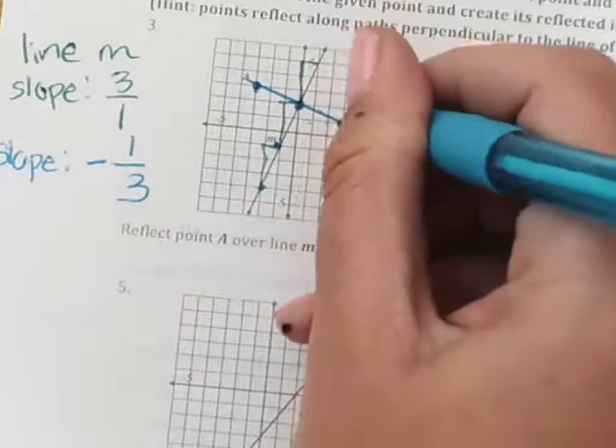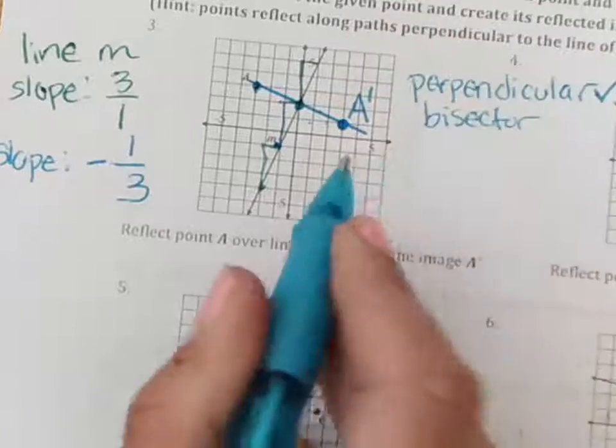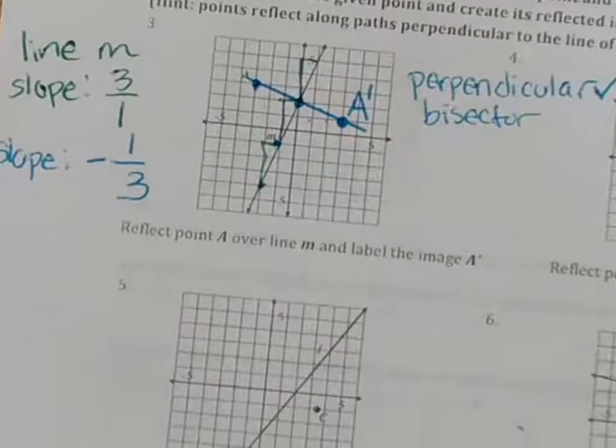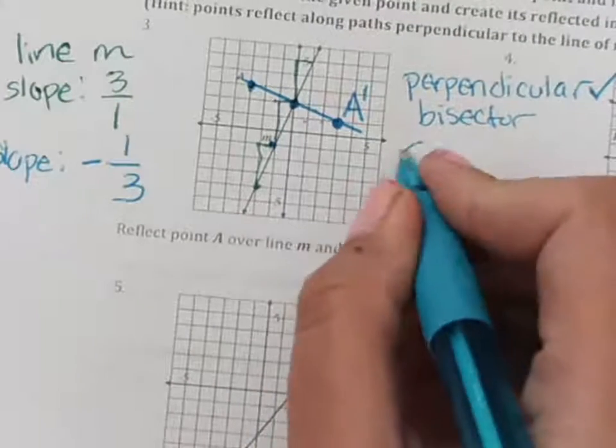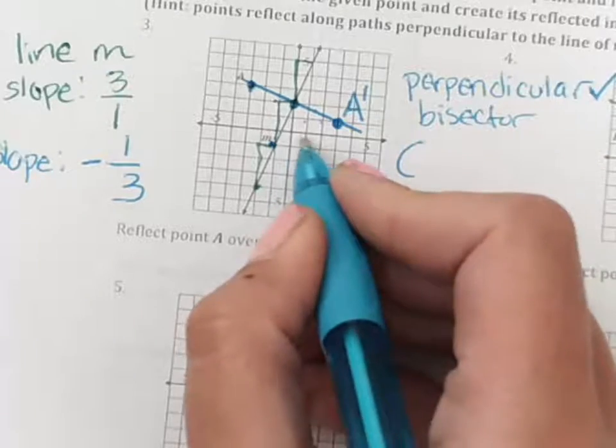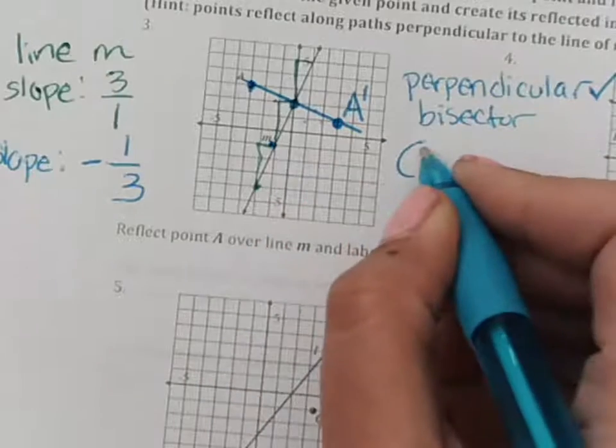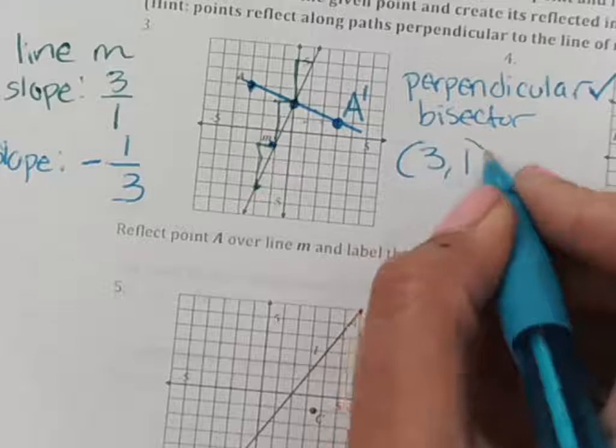This is A1, that point. I can give you the coordinates. Will that help? It would be at 1, 2, 3, 3, 1.